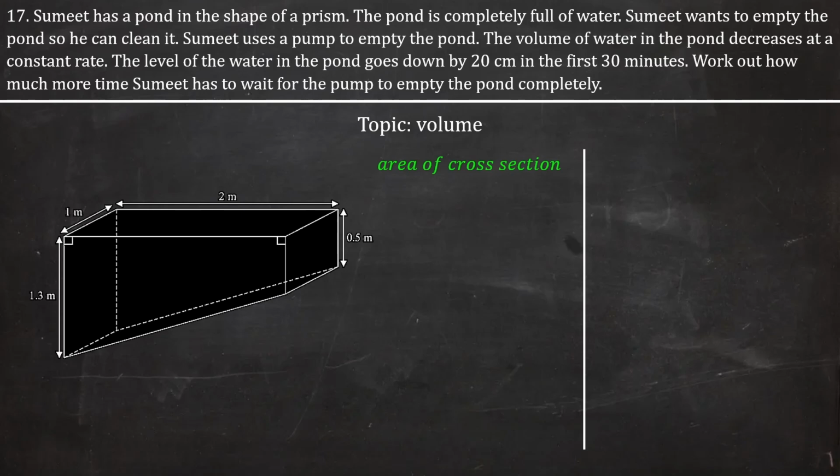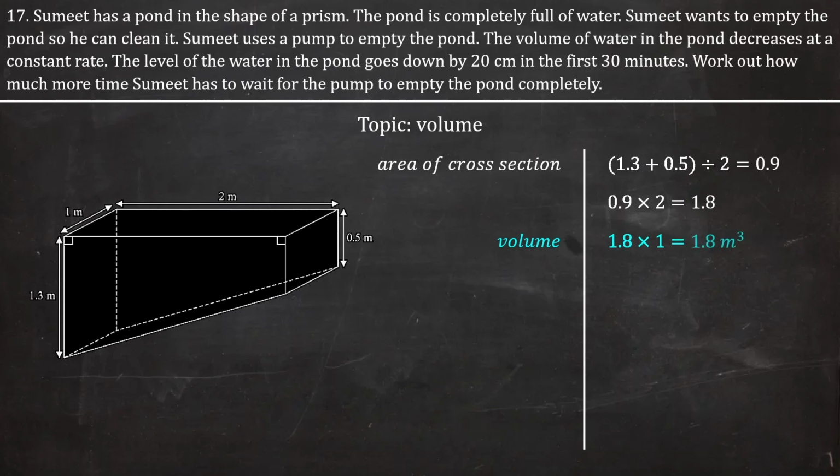So the area of the cross section is going to be the parallel sides, so 1.3 and 0.5. The mean of them, so we add them together, divide by 2, which is 0.9. So the area of the cross section will be 0.9 times the height, which is 2, which gives you 1.8. That is for the whole swimming pool, or the pond in this case, not a swimming pool. Then the volume is going to be 1.8, which is the area of the cross section, times the depth, which is 1. So the volume for the pond is 1.8 meters cubed.